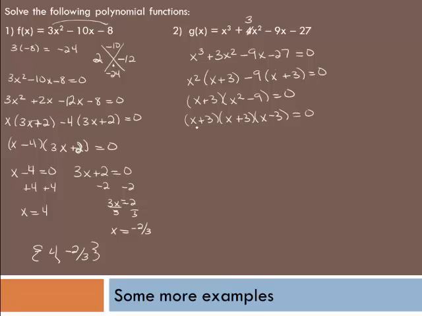Now these factors are repeating, so I don't have to solve that twice. And so I get x is equal to negative 3 and x is equal to positive 3. So my solutions are 3 and negative 3.